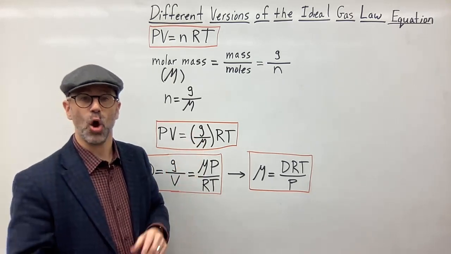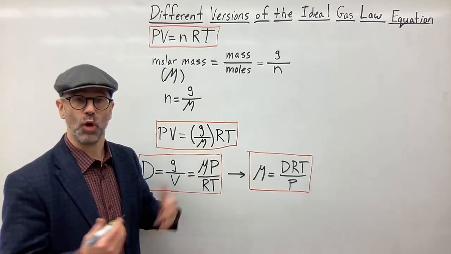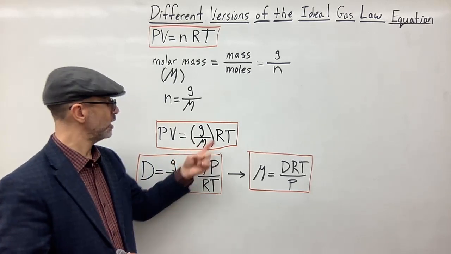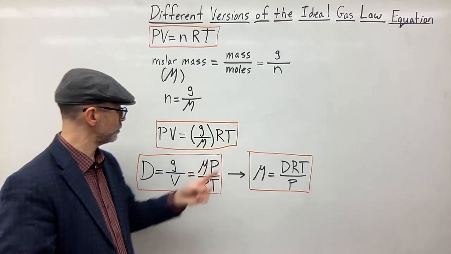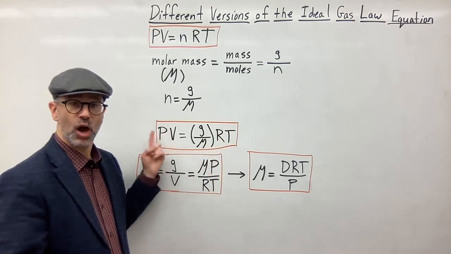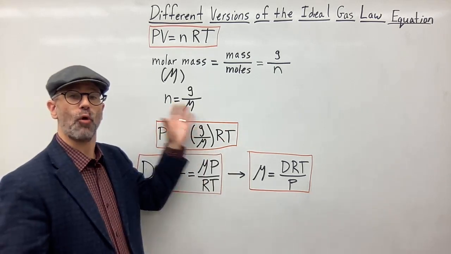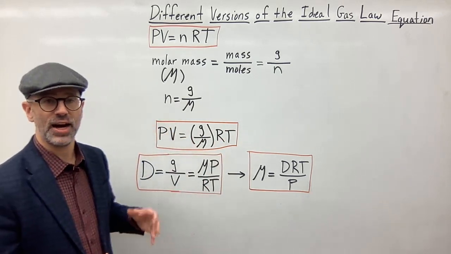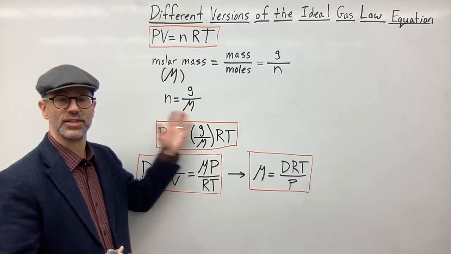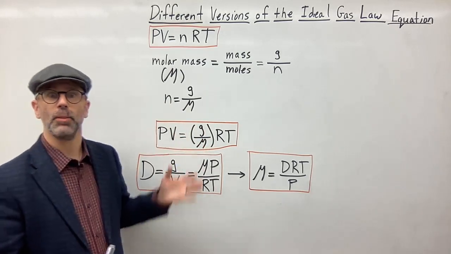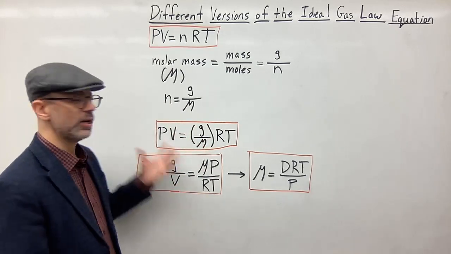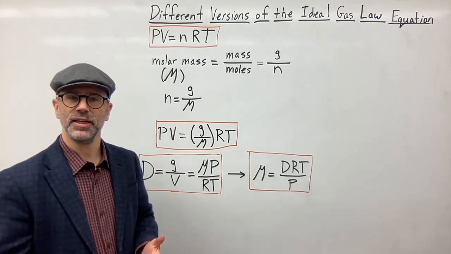In this case, it would be O2 gas. So you find the molar mass of O2, plug that in, plug in R, plug in the temperature, plug in the volume, solve for pressure. Done. Okay, so this is a useful form of the ideal gas law equation for problems like that. Well, what if you're asked to find density, right?